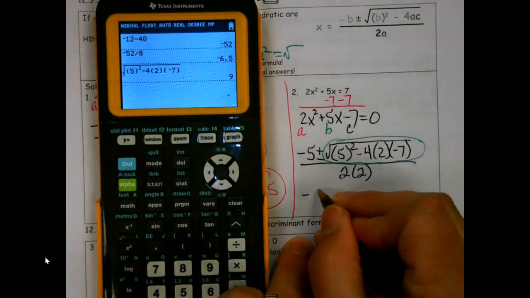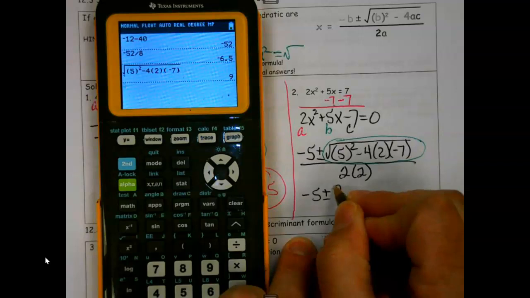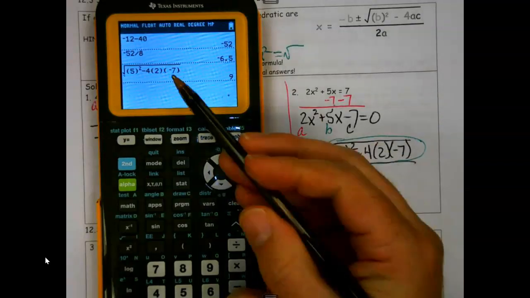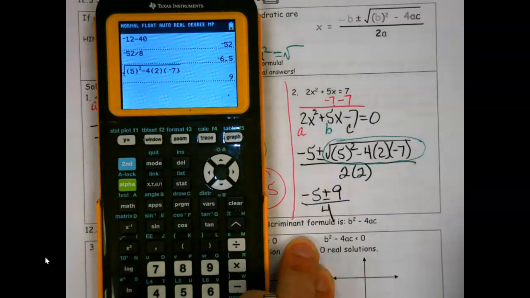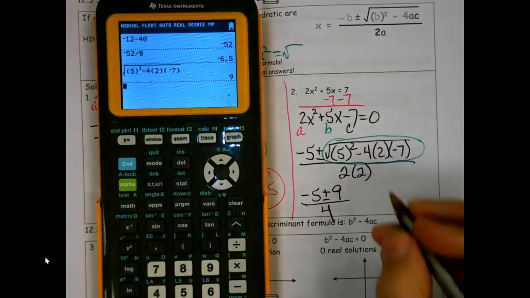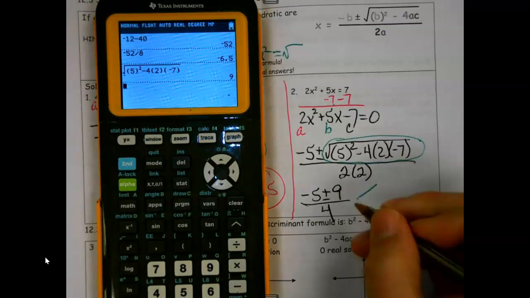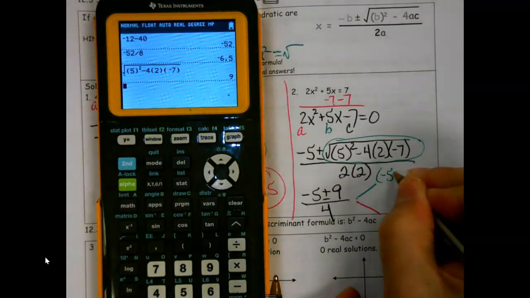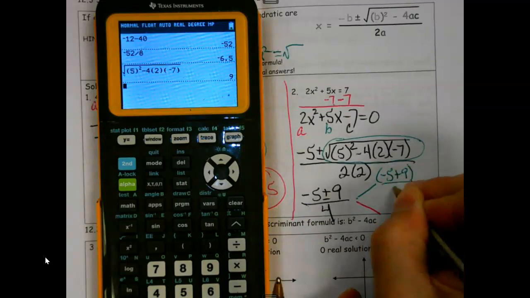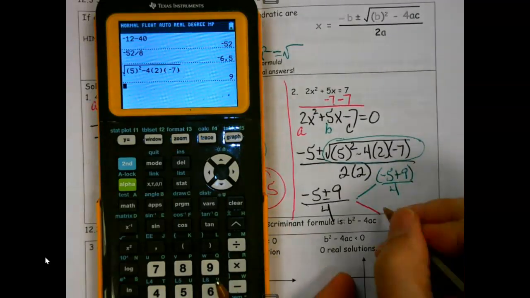So let's see here. Negative 5 plus or minus 9. Because again, once we're done with that step, the radical's gone. The square root is gone. Now we're going to break it into two pieces. I like to do mine all at once, so I'm going to use the parentheses.